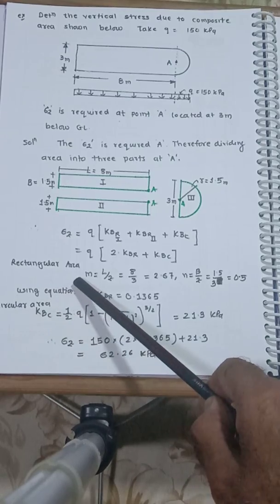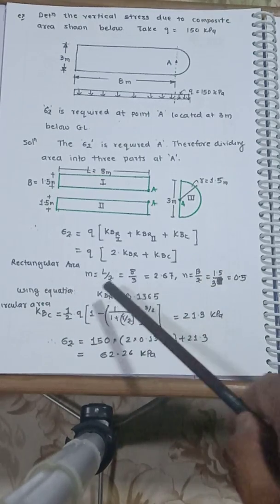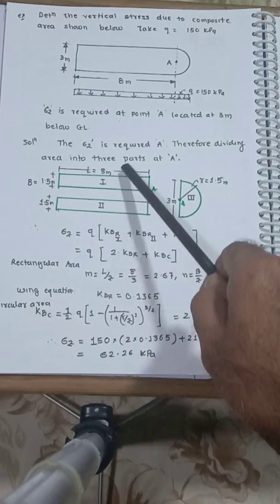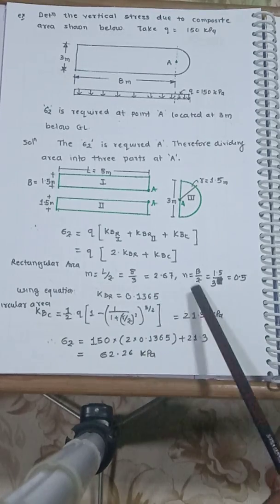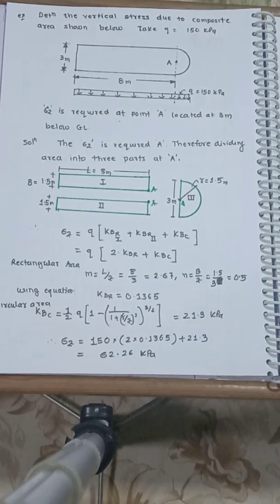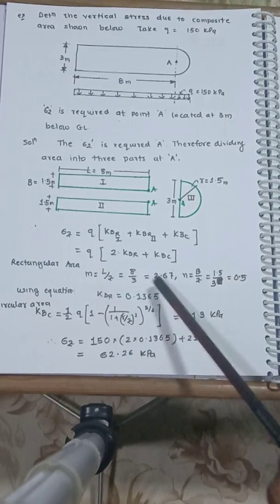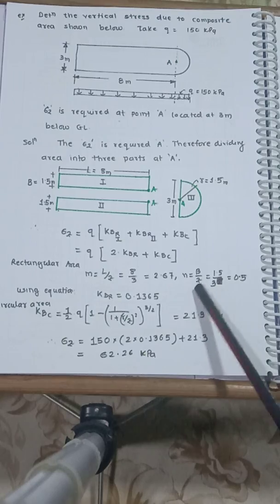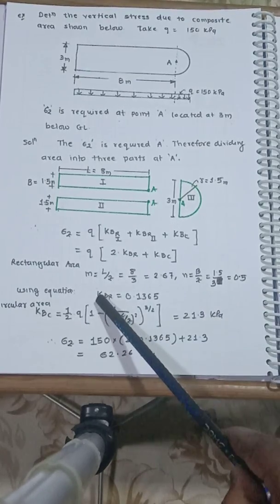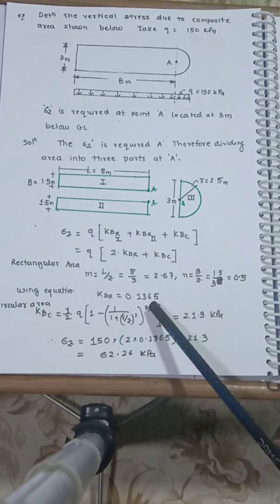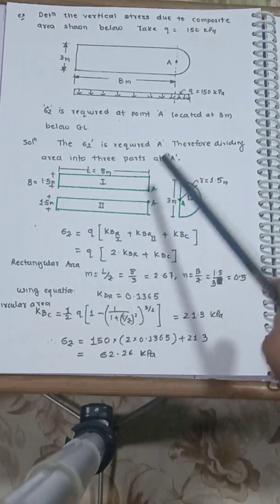Using the expression or a table, first find m and n, L by z. L is 8 meters and z is 3 meters. So you can find m and n. You get m as 2.667 and n as 0.5, because it is 1.5 and the depth required is 3 meters. You can use a table or expression and you will get the influence factor. First for this rectangle it is 0.1365, this is for one part.